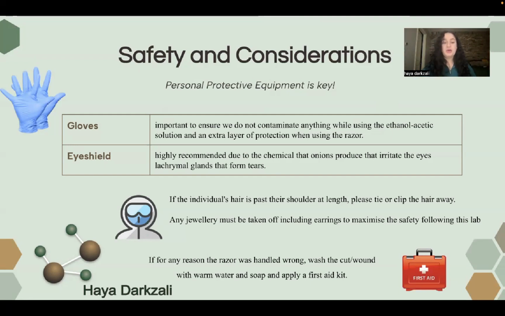Eye shields. Eye shields are highly recommended due to the fact that onions produce a chemical that irritates the eyes, the lacrimal glands that make tears in the eyes. I know a lot of people who are very sensitive to onions and they just end up tearing up and they can't see anything. So eye shields do help with blocking out those chemicals from entering. Now, if the individual's hair is past their shoulder length, please make sure to tie it up or clip it away to ensure lab safety.